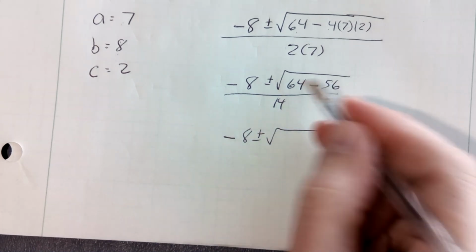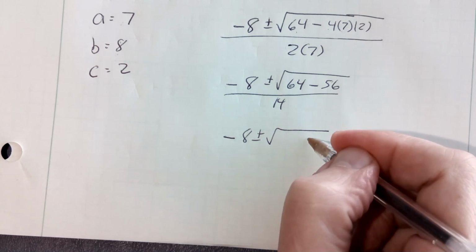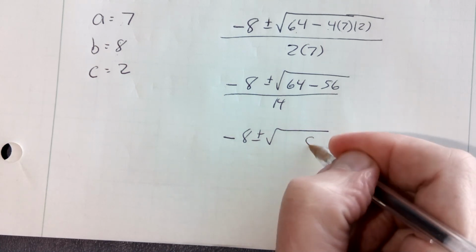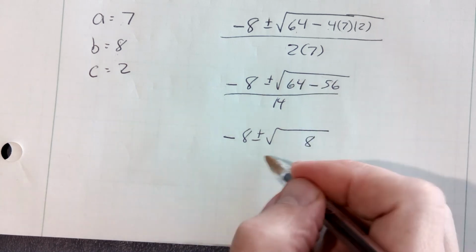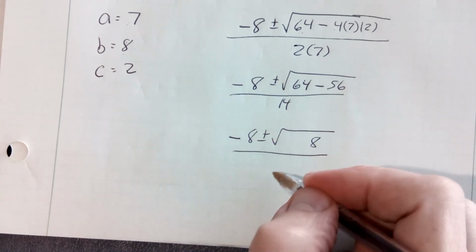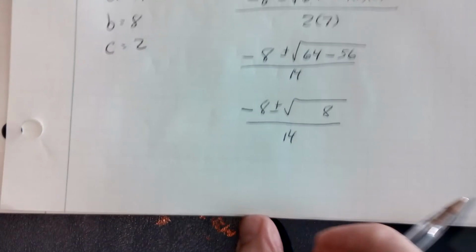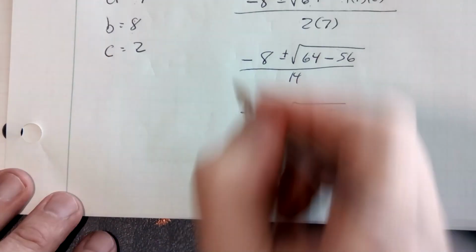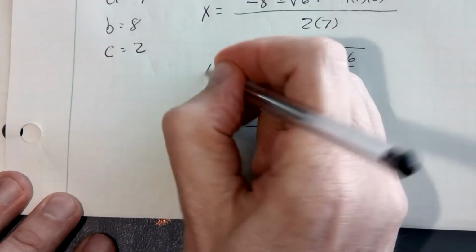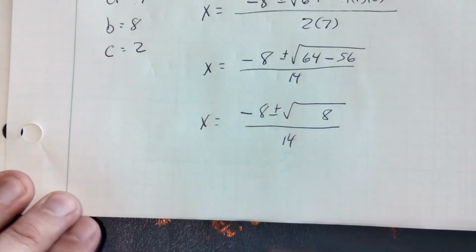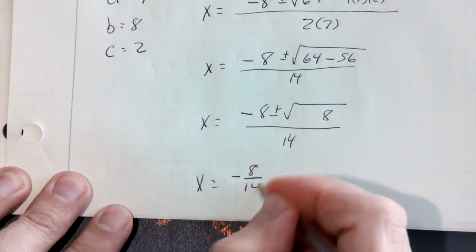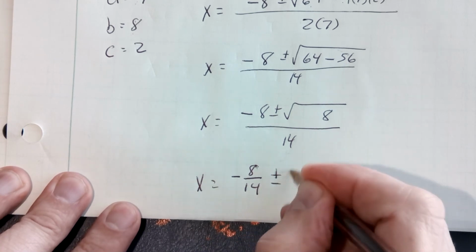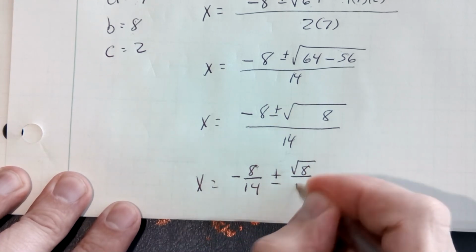Well, 64 minus 56 is going to be 8. So it's just the square root of 8 all over 14. So I get, and this is, by the way, x equals a negative 8 over 14 plus or minus the square root of 8 over 14.